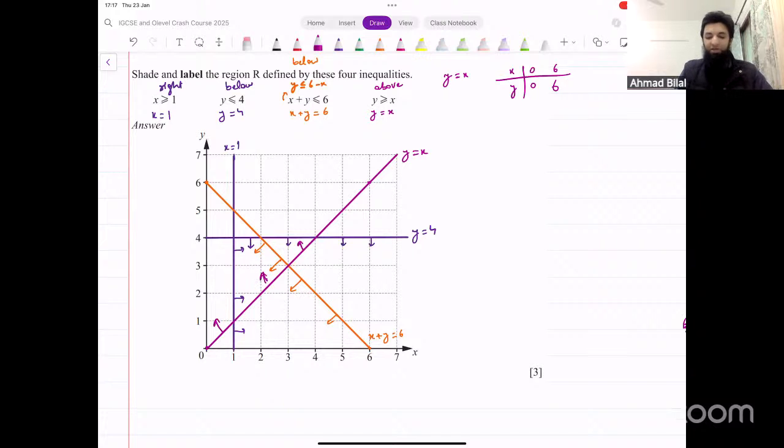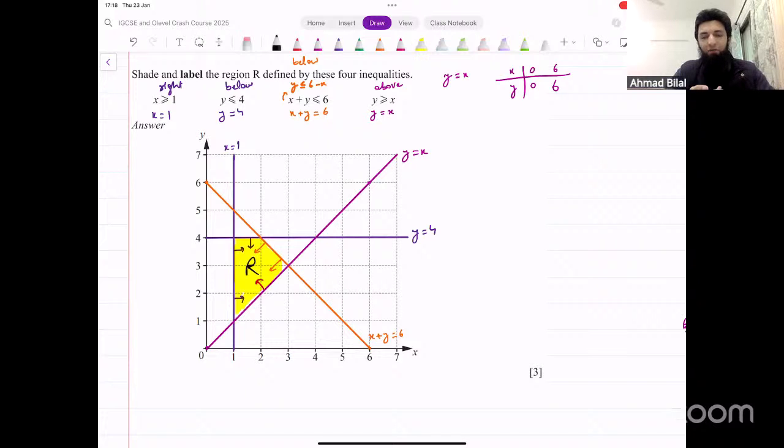Now, which region satisfies all of these conditions? Which region are all of these arrows pointing towards? It's the region in the middle there. We will shade that region now and label that region R. This is the region that satisfies all of those conditions. They want us to label this region as well. The region is going to be labeled R, and that is our final result.